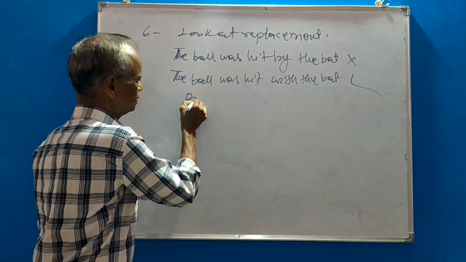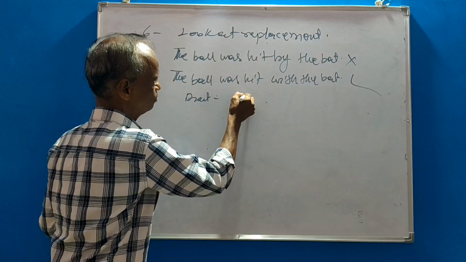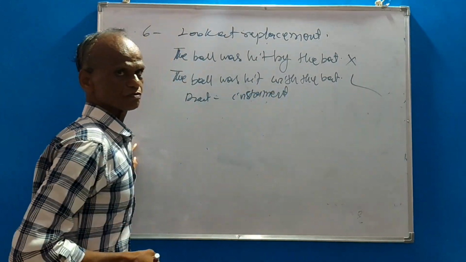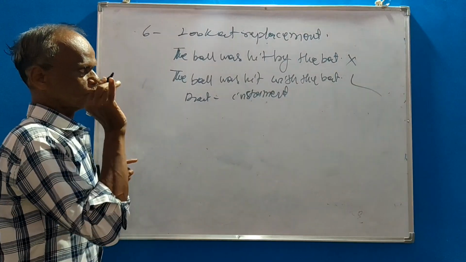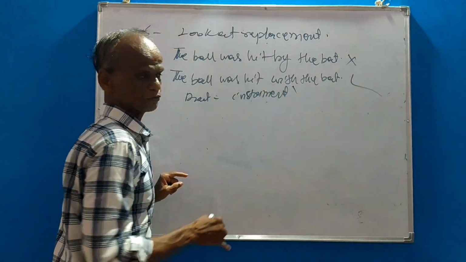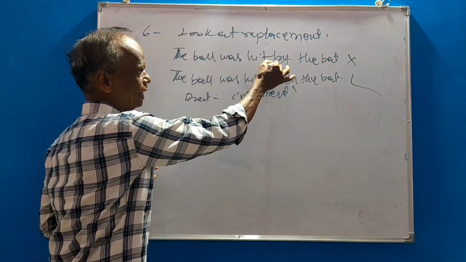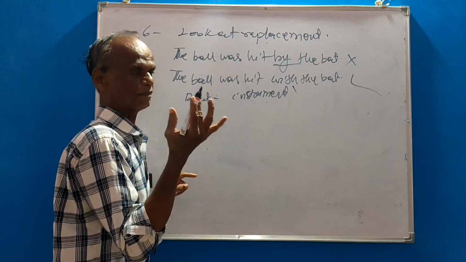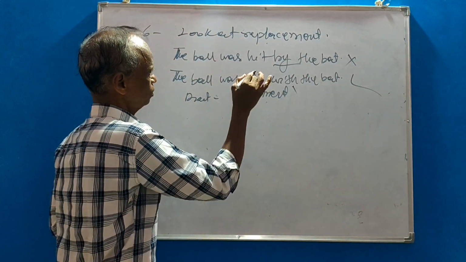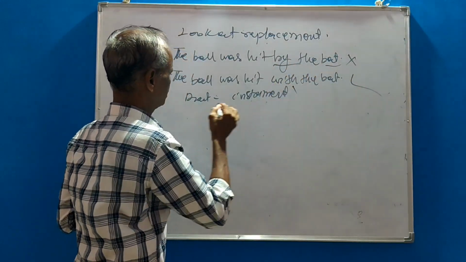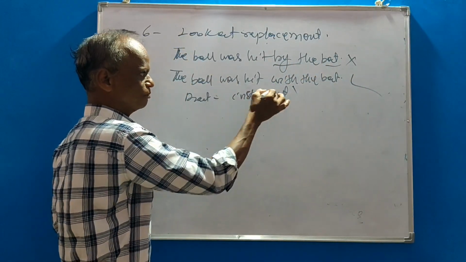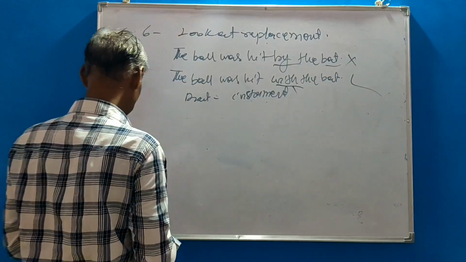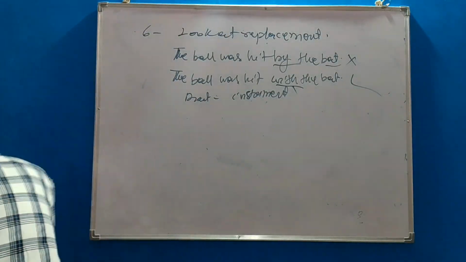How? Bat is an instrument. For an instrument, "with" is used. "By" is used for an agent. So bat is an instrument, and for an instrument, this preposition is used. Okay. Next.